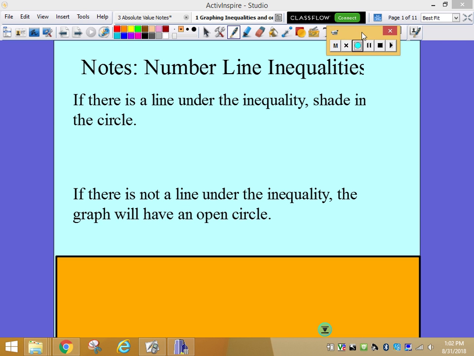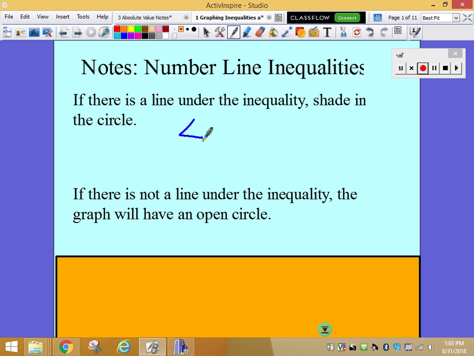So these notes are on inequalities. We're going to start by just reviewing how to graph an inequality. If there's a line under the inequality, you will shade in the circle. Here's what I mean. Inequalities could look like this, or like this, or like this, or like this. Those are your 4 inequalities that we're going to be working with.